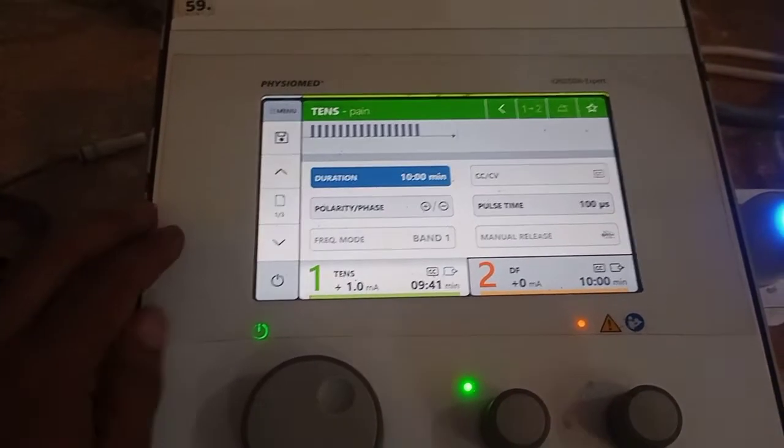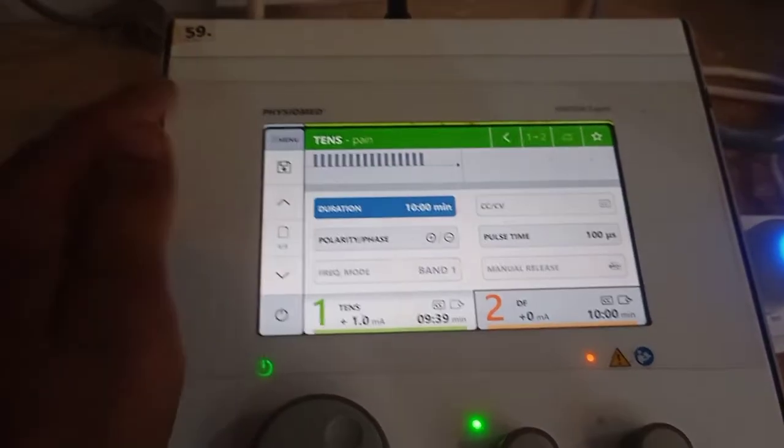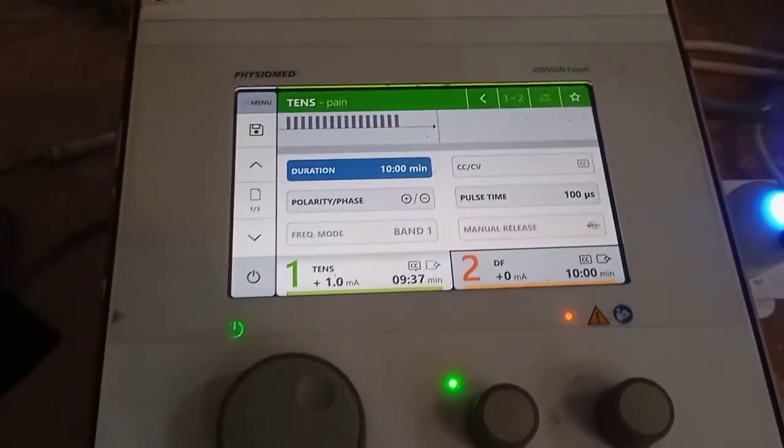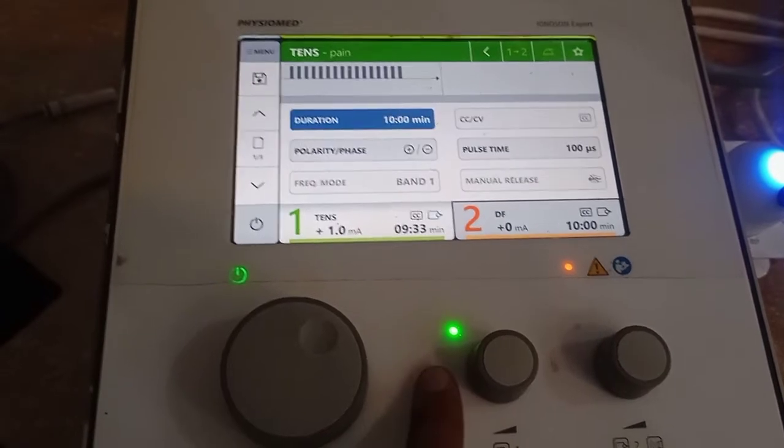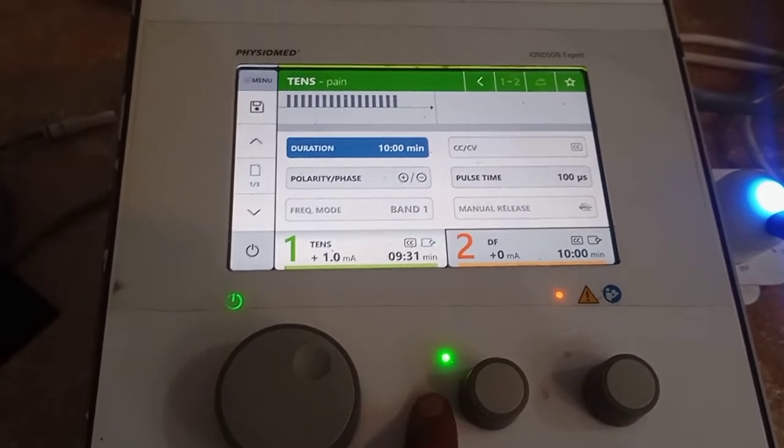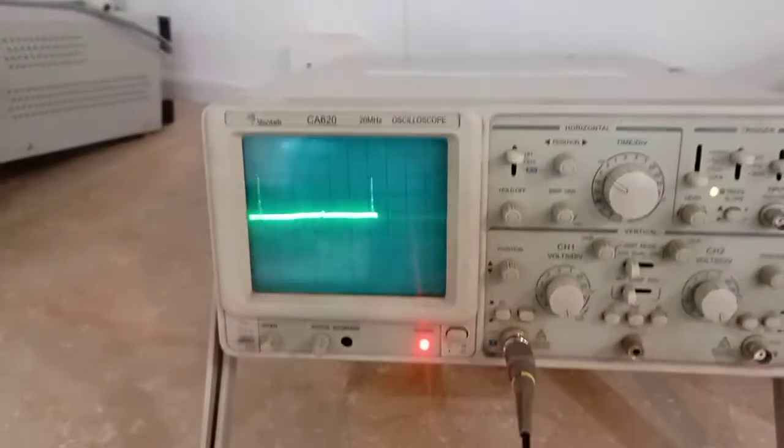This is conventional TENS, and the waveform is over here. You can see it is pulse mode, so on, off, on, off, on, off. Now you can see a train of pulses running continuously. There is no time for off, so clearly we can see this.